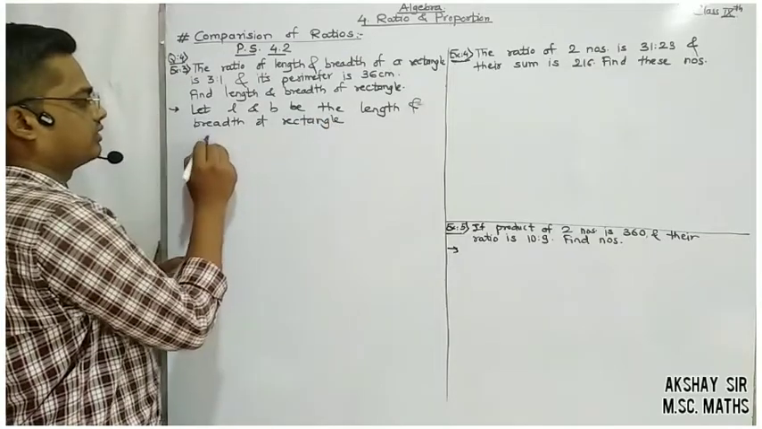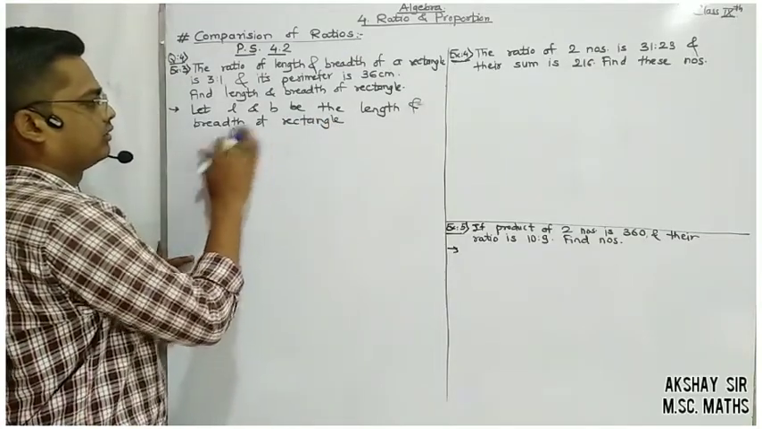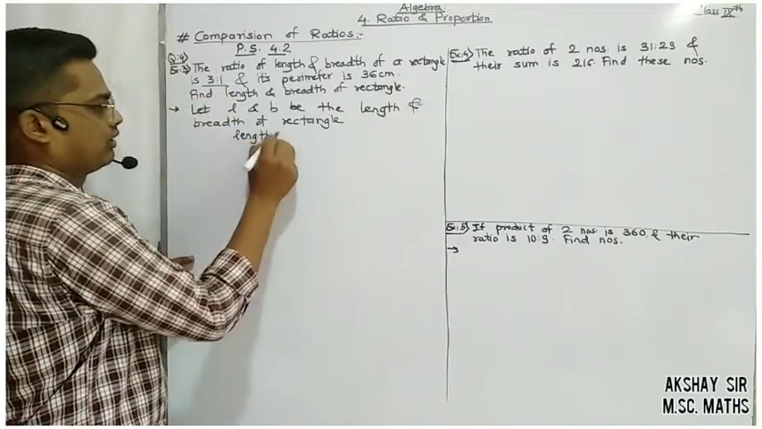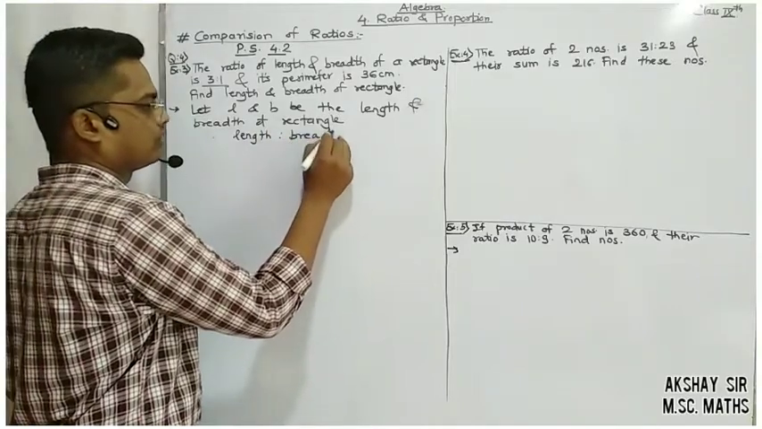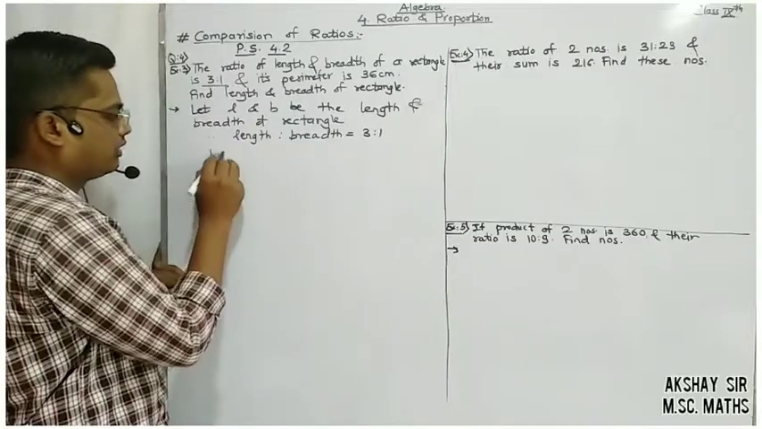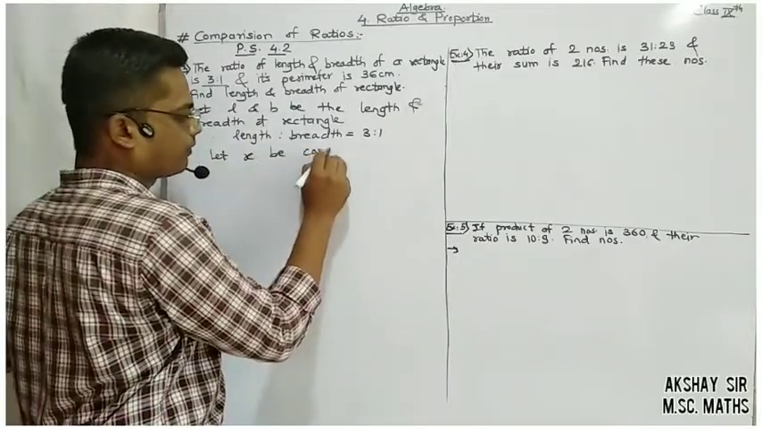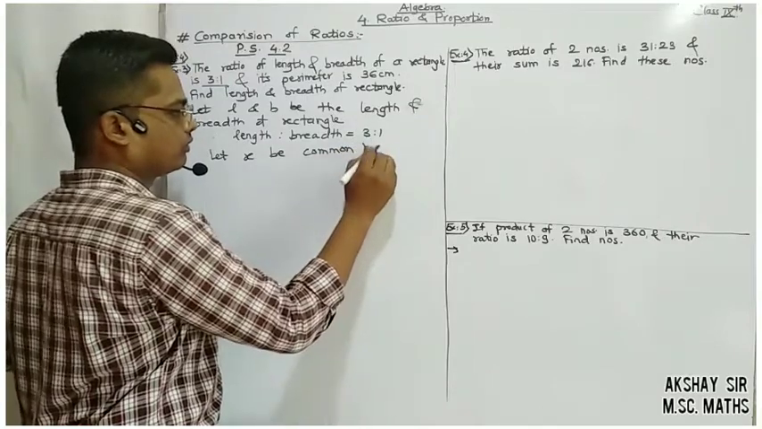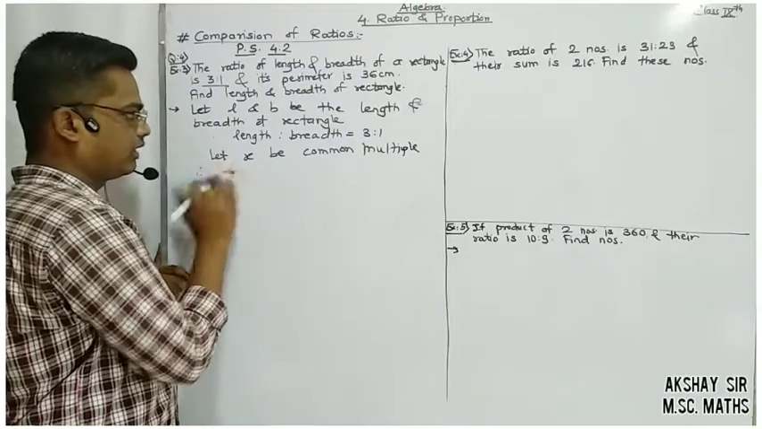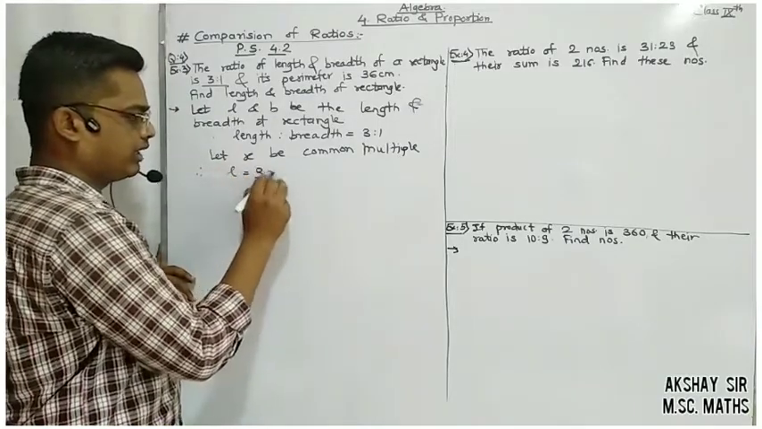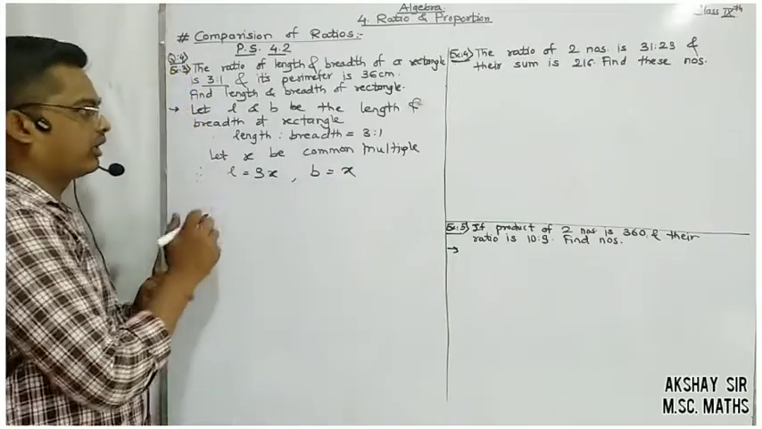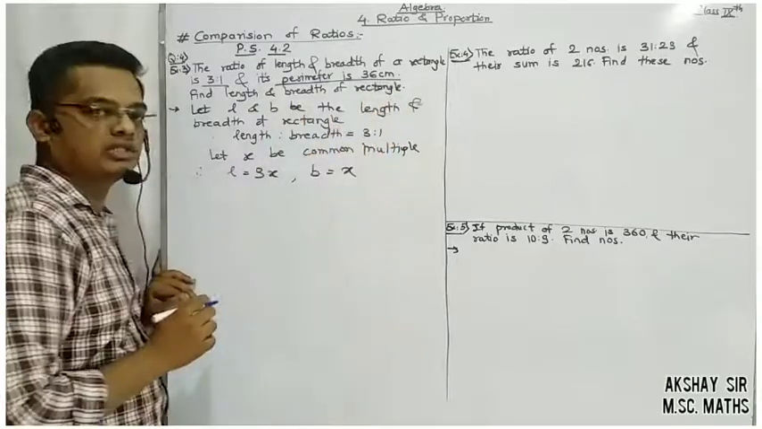So the ratio is given as length and breadth, 3:1. So here it is given that length to breadth is 3:1. Let us consider x as the common multiple in both. Therefore, we will get length L equals 3x and B equals 1x, or simply x centimeters. Okay. So another condition is given: the perimeter is 36 centimeter.